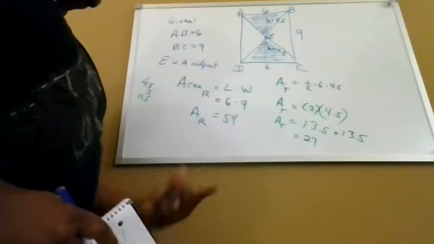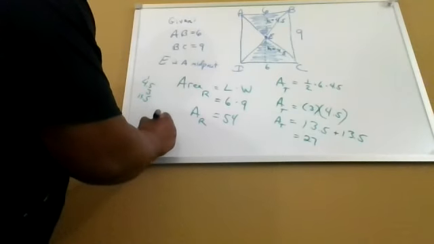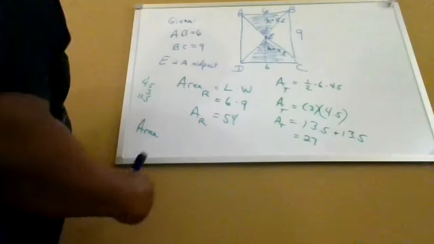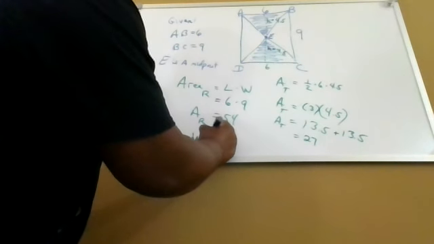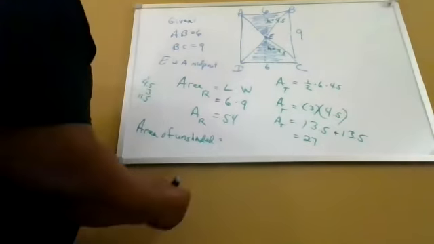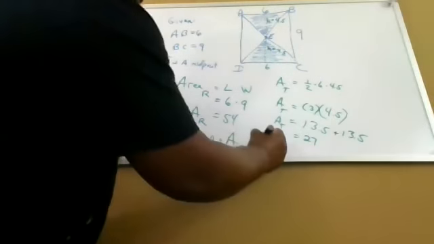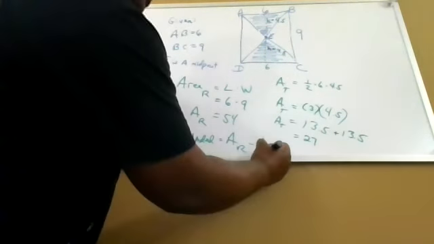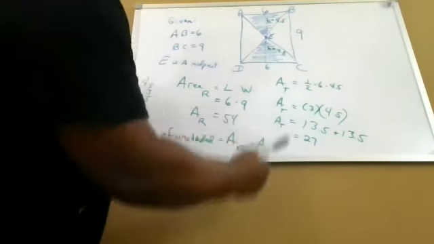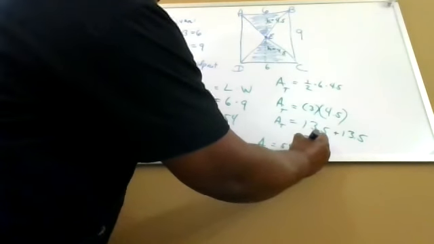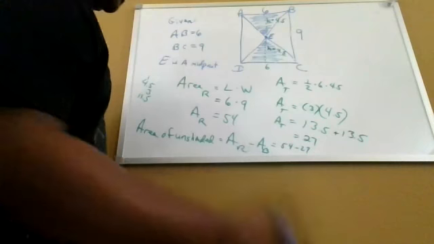So now to get the area of the unshaded region, area of unshaded, it's going to be the area of the big rectangle minus the area for both triangles, which is 54 minus 27. And 54 minus 27 equals 27.